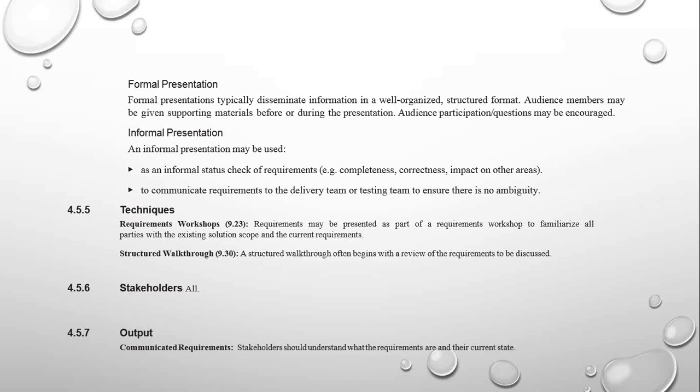After we go through all these things, it comes down to your output. What is the output we get? We get the formal communicated requirement. Stakeholders should understand what the requirements are and their current state. So it is not talking about your requirement communication plan. It is talking about the communicated requirement. That means using all these techniques, you have communicated what you are looking for and by when. So you have communicated everything to the stakeholders, and now you are good to go and move forward.